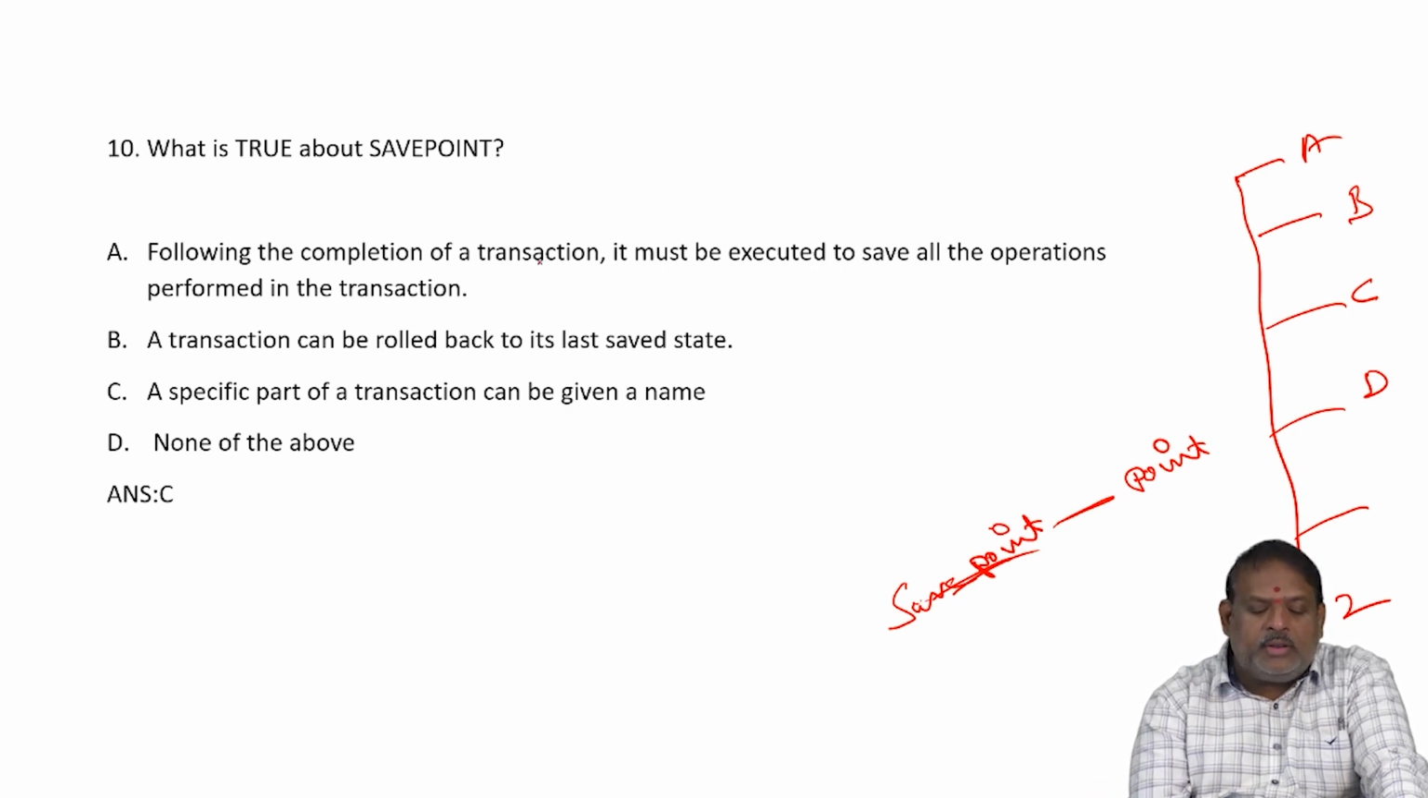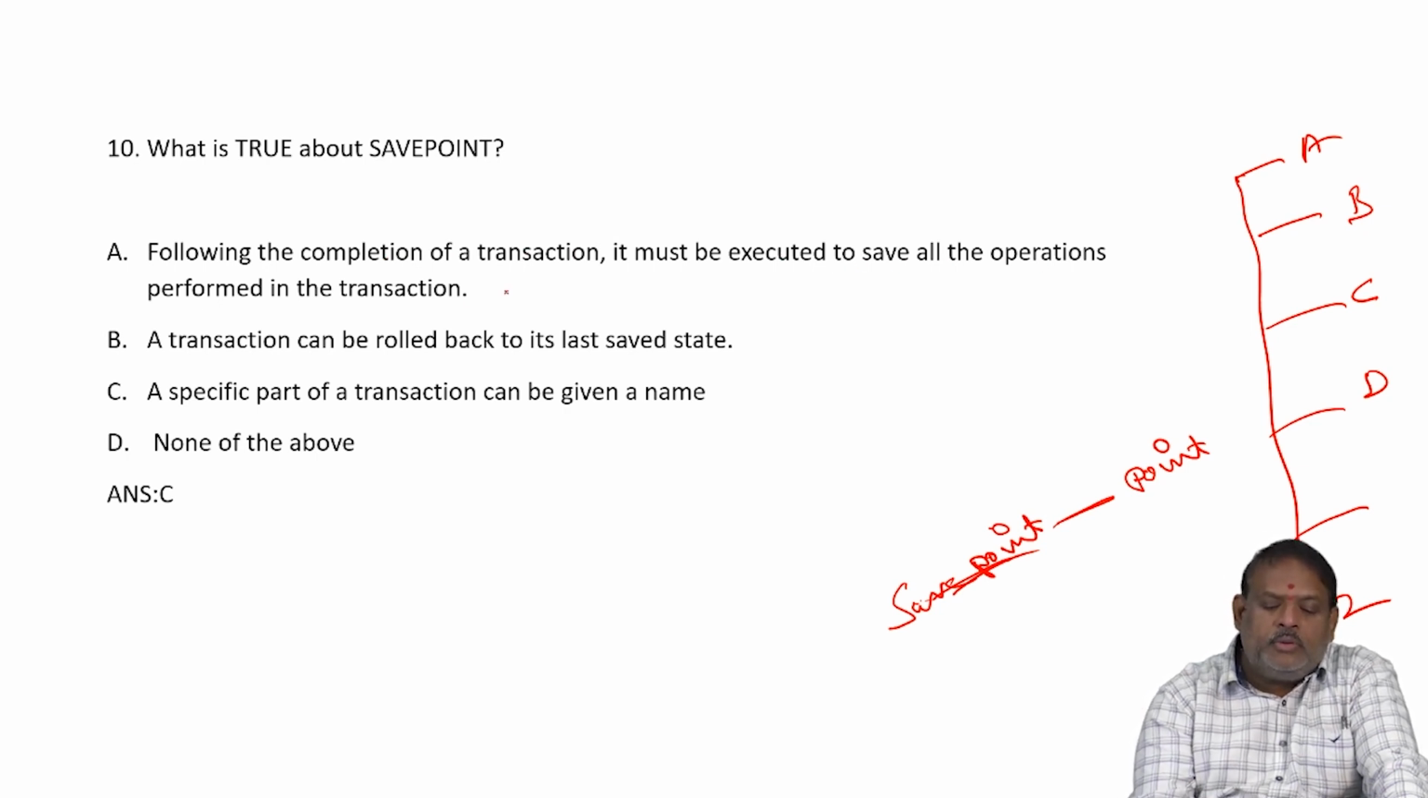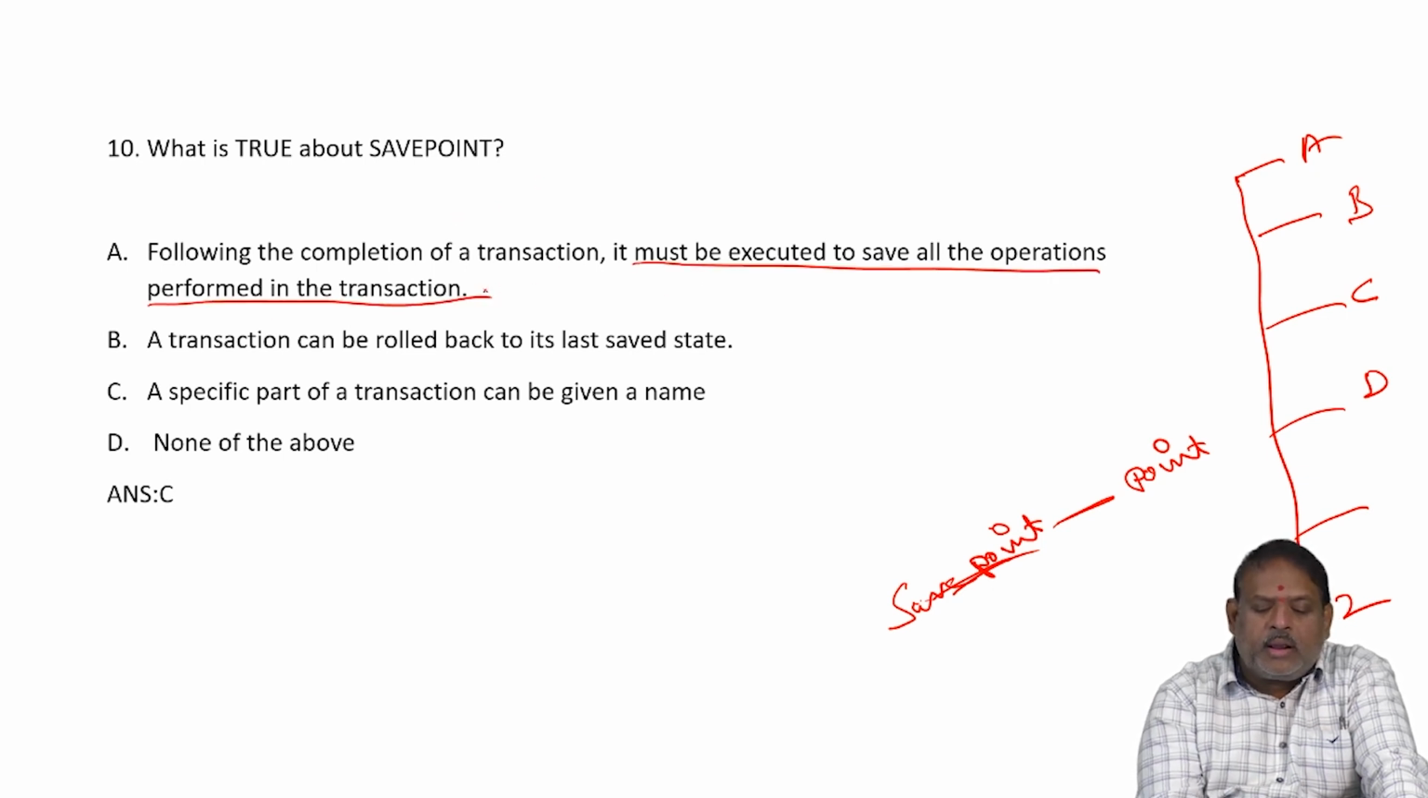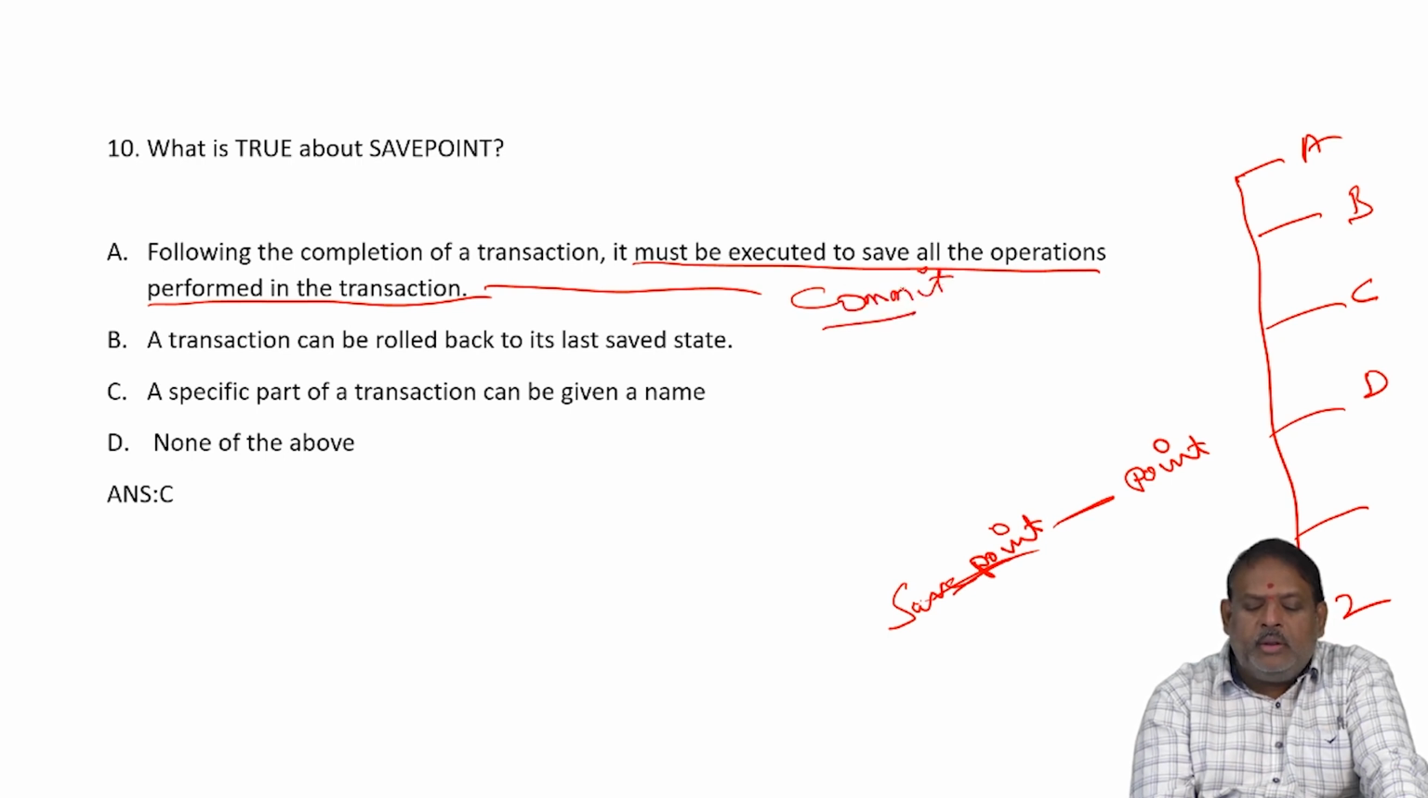Following the completion of a transaction, it must be executed to save all the operations performed. This statement is performed by using the commit command, so this is not the right option. A transaction can be rolled back to its last savepoint. See, once the transaction is completed, the data cannot be taken back to the last state.